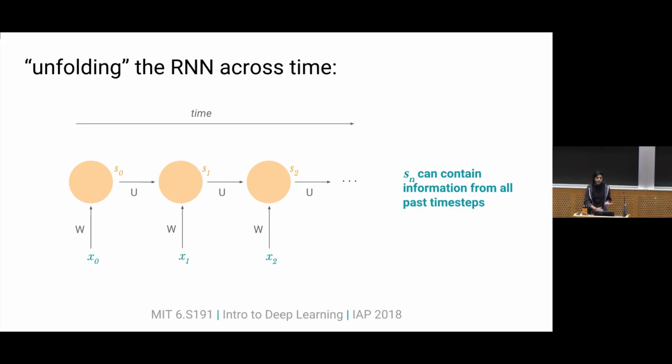The final thing to notice is that S sub n, the cell state at time n, can contain information from all of the past time steps. Notice that each cell state is a function of the previous cell state, which is a function of the previous cell state, and so on. So this kind of solves our issue of long-term dependencies, because at a time step very far in the future, that cell state encompasses information about all of the previous cell states.